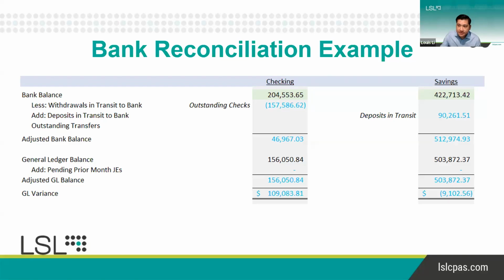And as you can see for the checking account, there is a GL variance of 109,000, which means that the GL is showing a greater amount versus the bank balance. And then for the savings account, you can see there's a negative 9,000, which means that the GL is less than the bank balance.